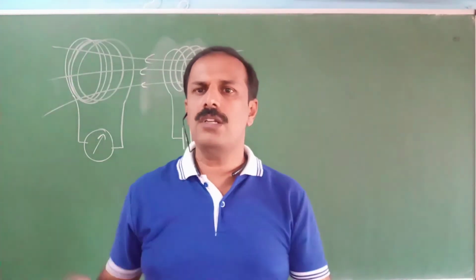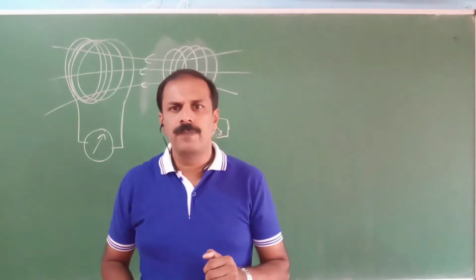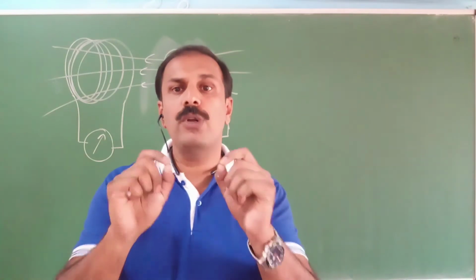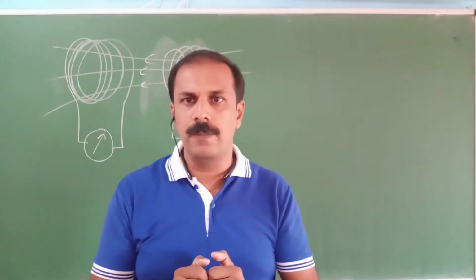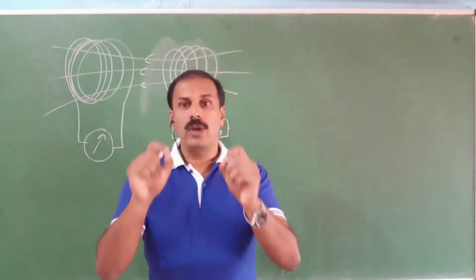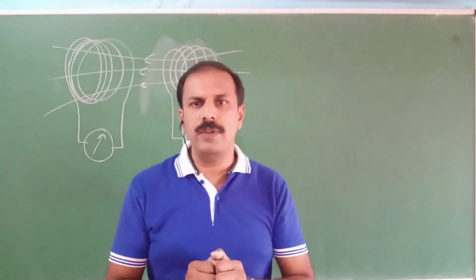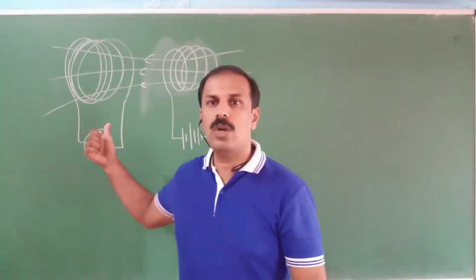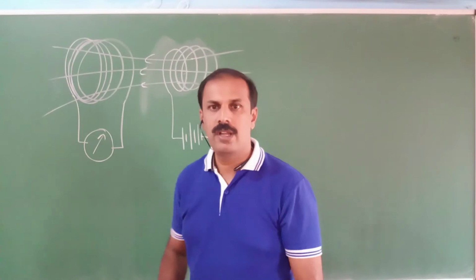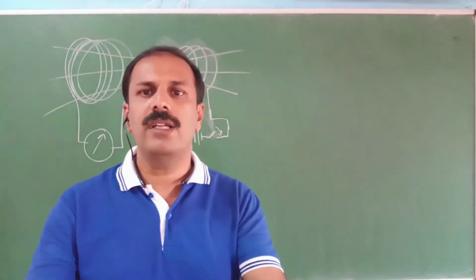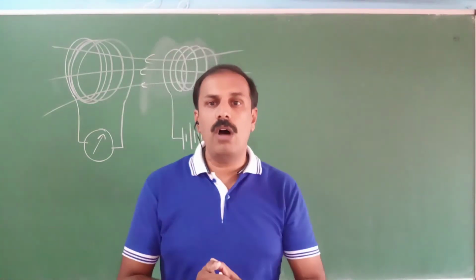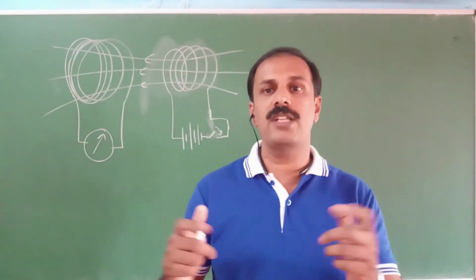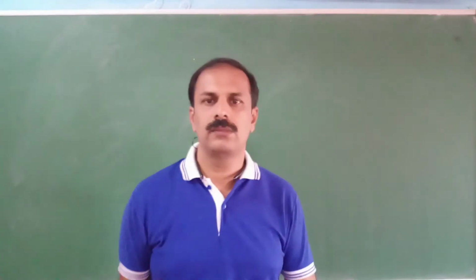So the total result of these three experiments is that when a coil is kept in a changing magnetic field, it produces an EMF or it produces a current. Once more, when a coil is kept in a changing magnetic field, it produces a current through the coil or it produces an EMF. That was the total result of all these experiments. Based on this, Faraday made a law, that is Faraday's law of electromagnetic induction. Now we will discuss that. What is this Faraday's law of electromagnetic induction?